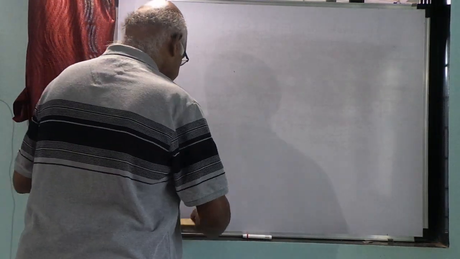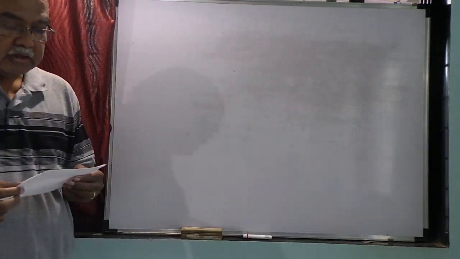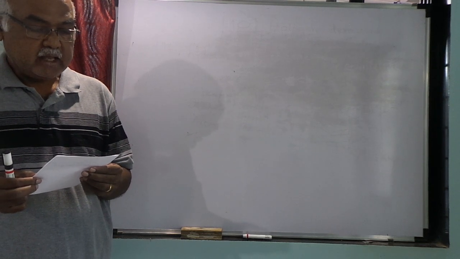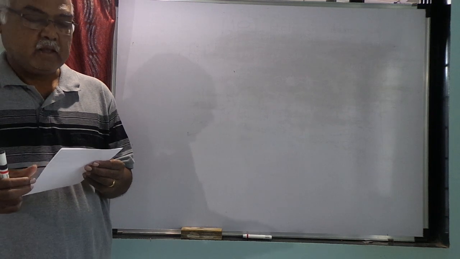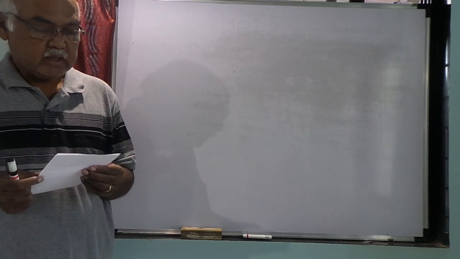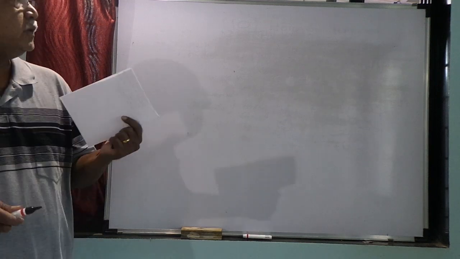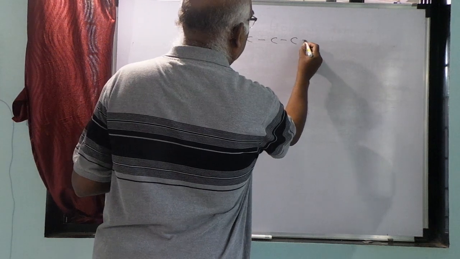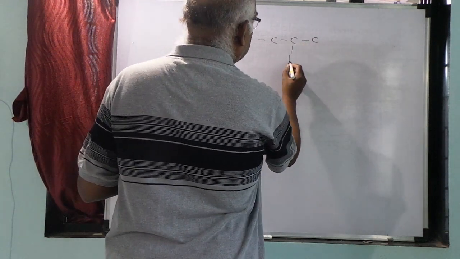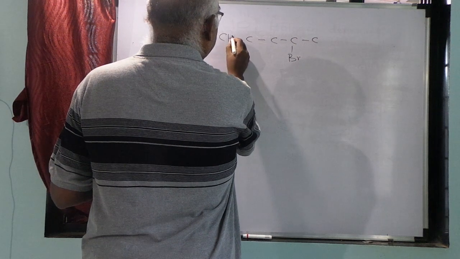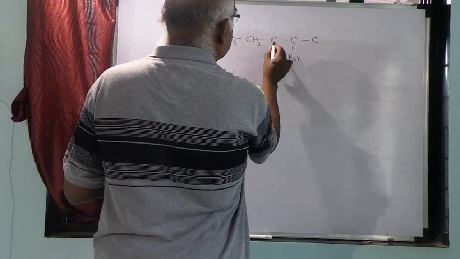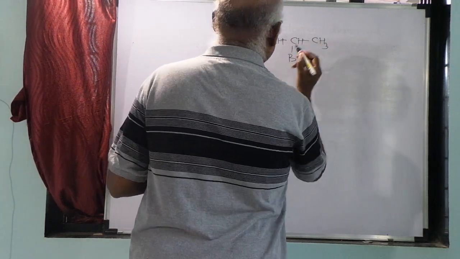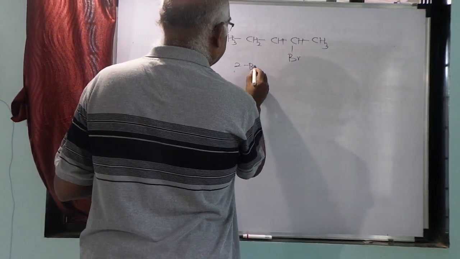Then the second multiple choice question. Identify haloalkane from the following. The options are like this. One is 2-bromopentane. So 1, 2, 3, 4 and 5. On carbon number 2 there is bromine, CH3, CH2, CH, CH and CH3. 2-bromopentane.